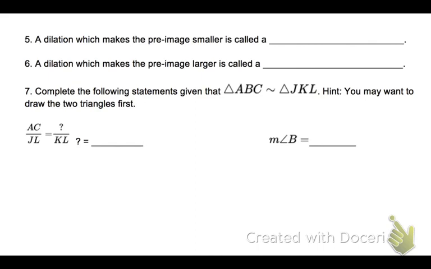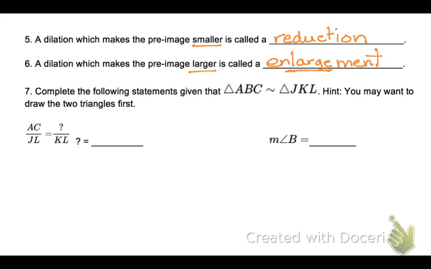So number 5, a dilation which makes the pre-image smaller is called a reduction. Think of the word to reduce. Okay, make smaller. A dilation which makes the pre-image larger is an enlargement. Okay, you've got the word large in there.